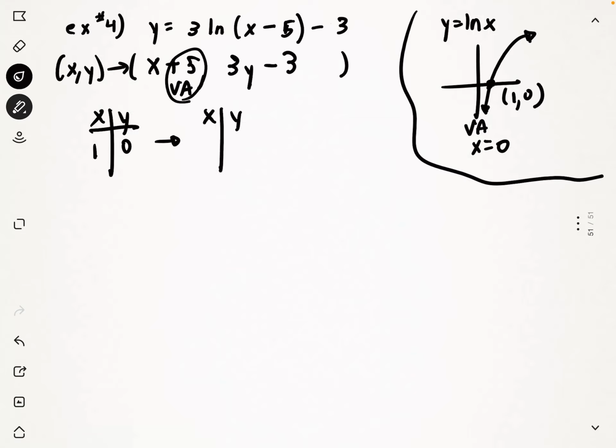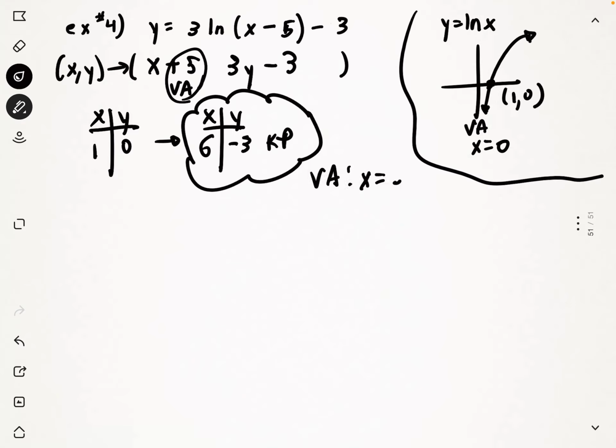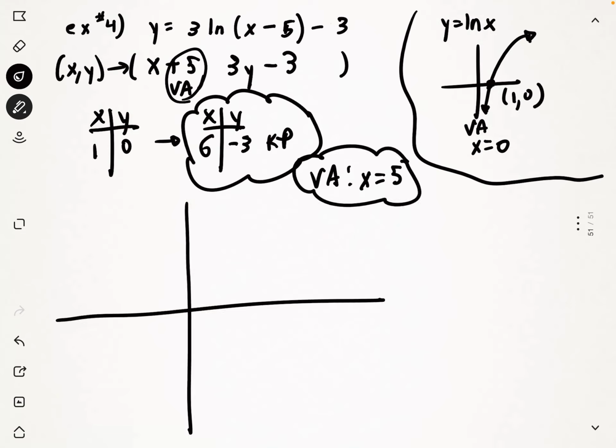Plugging in numbers here, we're going to have (6, -3) as our KP, the key point. And we have a vertical asymptote of x equals 5. Let's put all of that in right now. So we have something like this. We have our vertical asymptote in. We have our key point of (6, -3). And here, it looks like it's not even going to have a y-intercept. But we'll deal with that in a second.